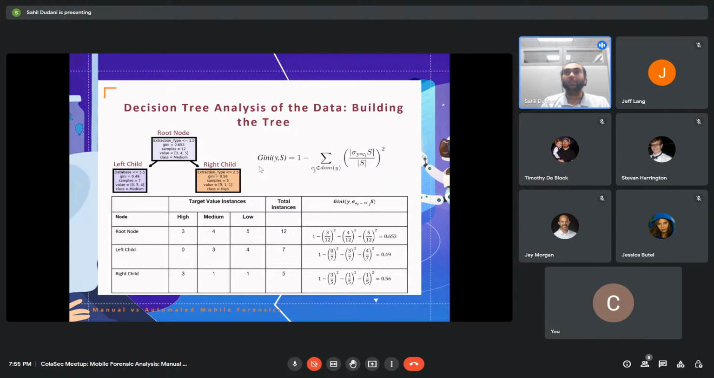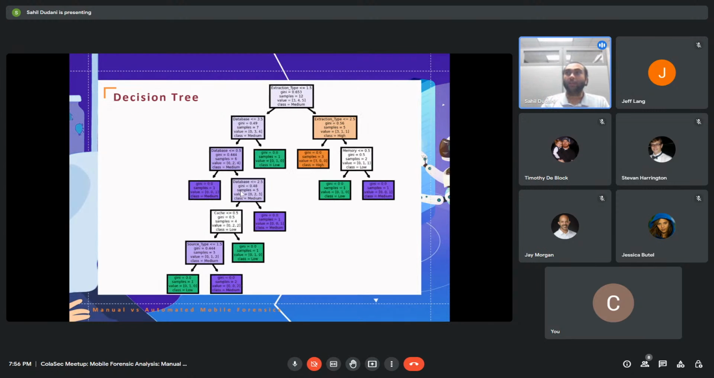So based on that, if you see here that the Gini impurity at the first level was 0.653, and as you move down, the Gini impurity is decreasing to 0.49, and to 0.56, the Gini impurity is reducing. So as you go down the tree, it's going to be more and more pure samples, and we would end up with decisions based on certain extraction type and the other features. And that's how the actual decision tree looks like.